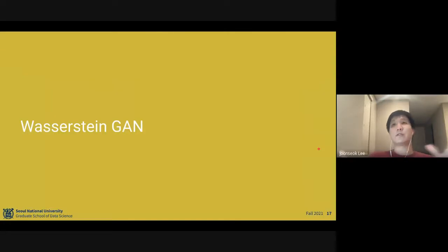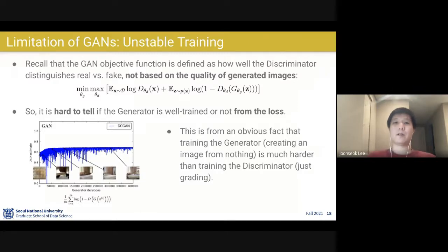So yeah, these two models are the oldest, the most fundamental GAN paper. And we're going to see some of its limitations and how we can fix them. So limitations of this GAN model is, we mentioned the unstable training. So like this.